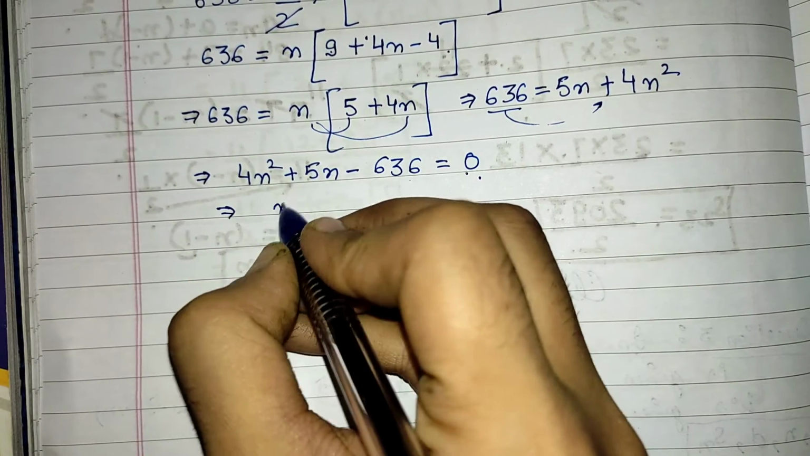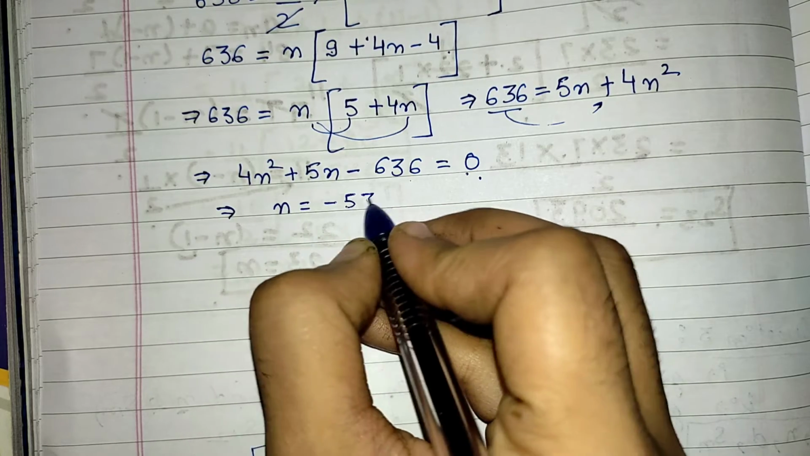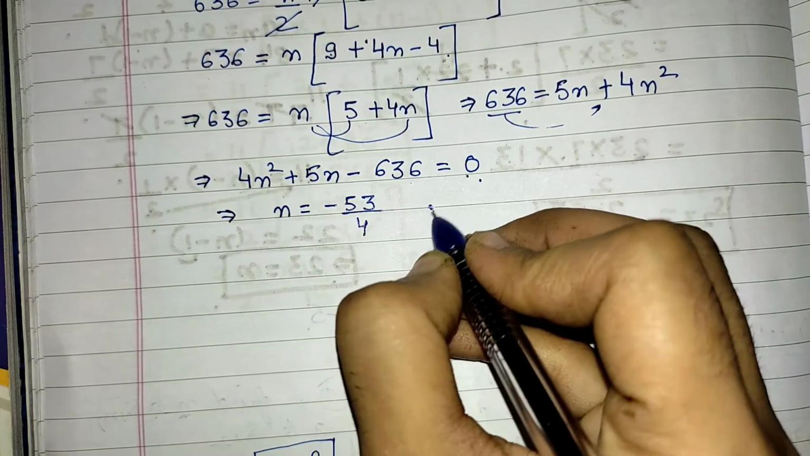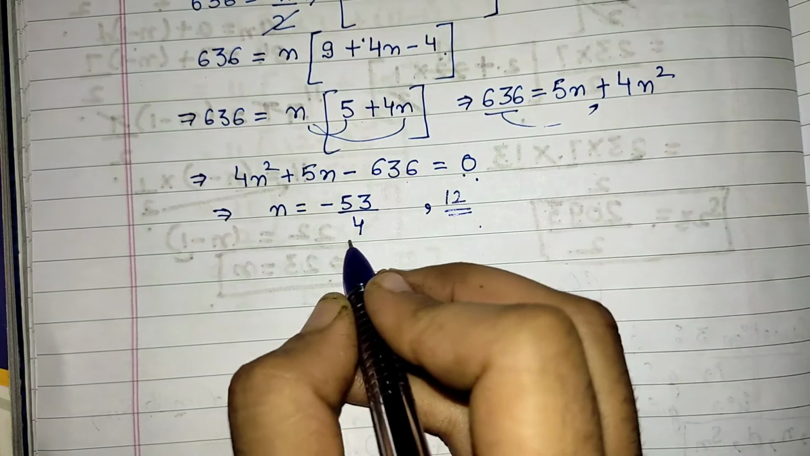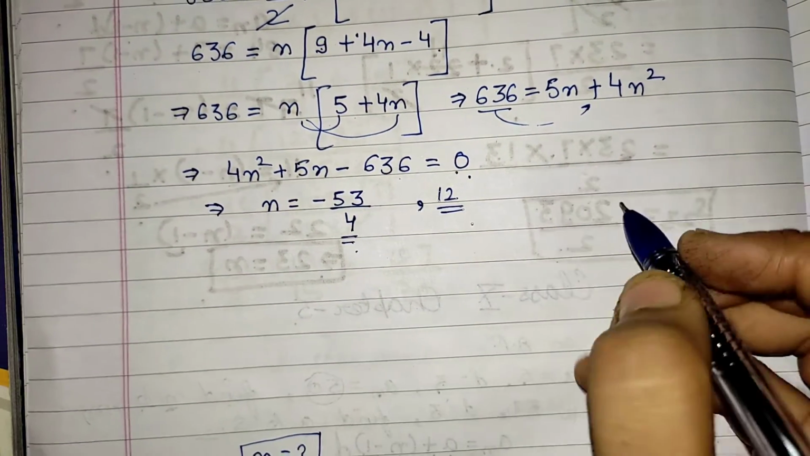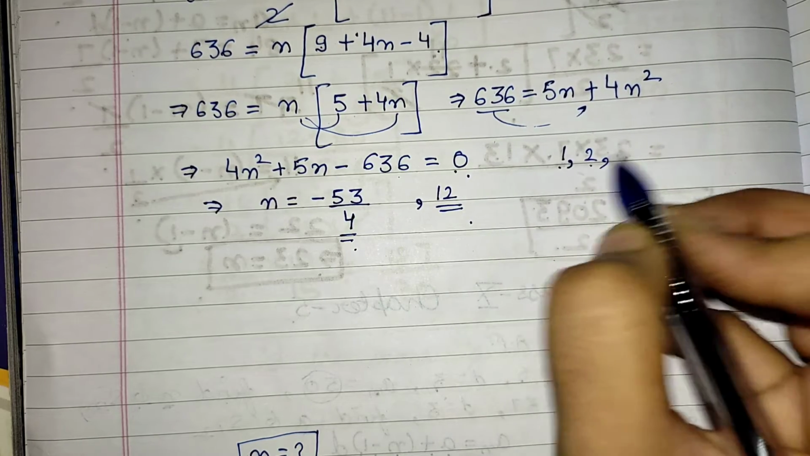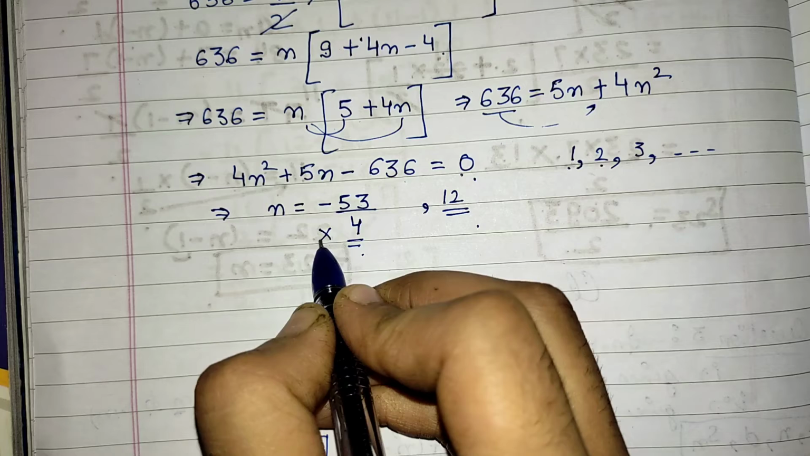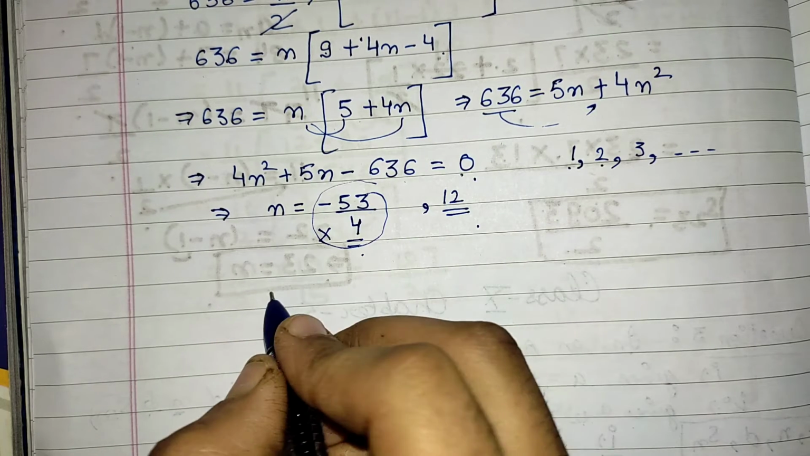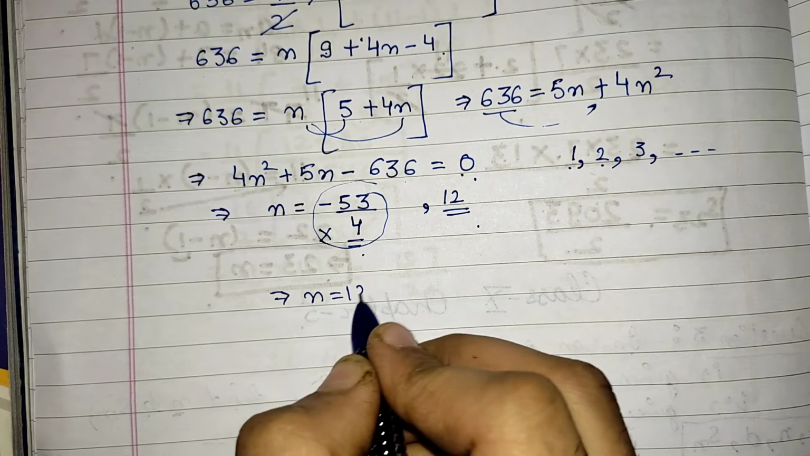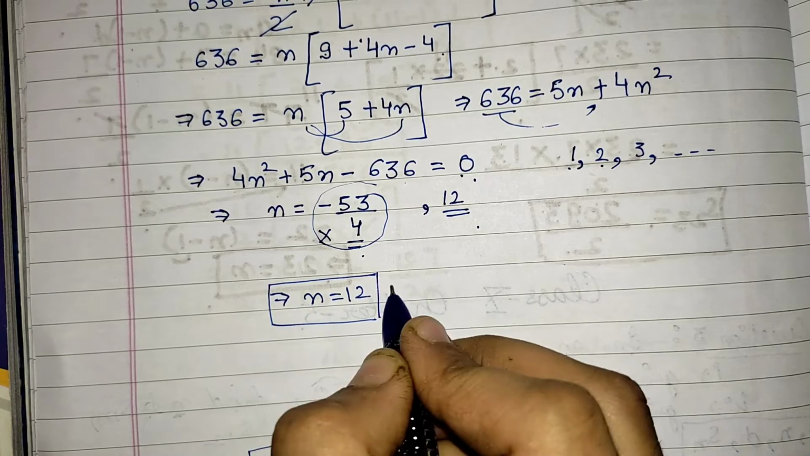So after solving this quadratic equation, your n will be equal to minus 53 by 4 or n will be equal to 12. But you know that the number of terms in the AP starts from the positive part first, second, third and so on. So minus 53 by 4 cannot be a value. So my answer will be n is equal to 12.